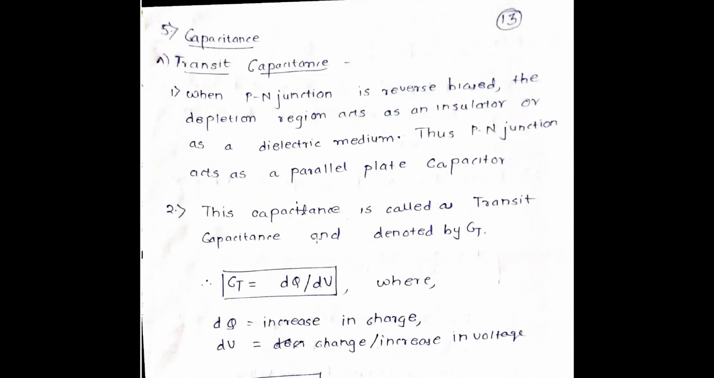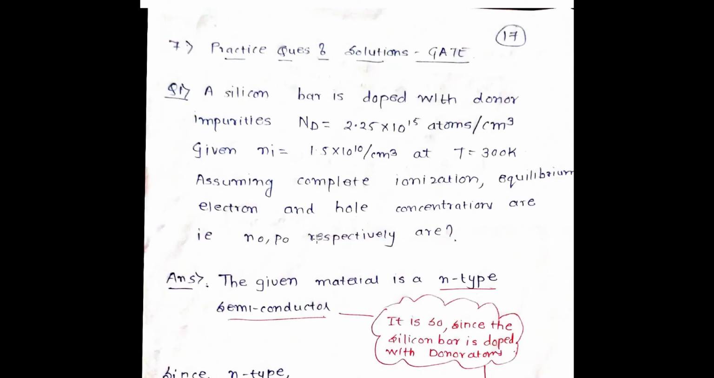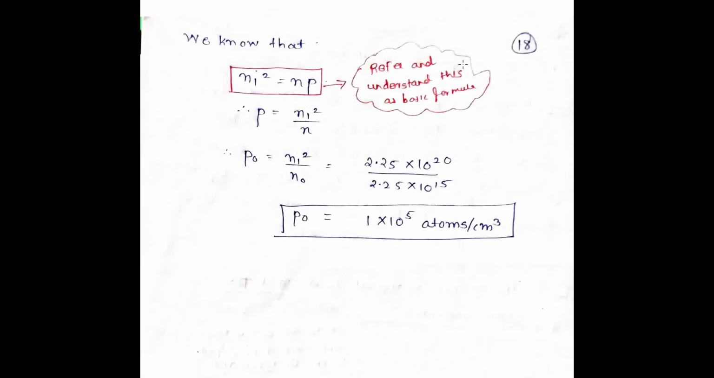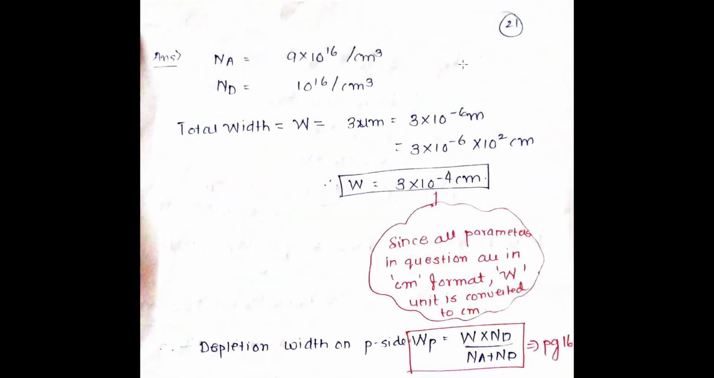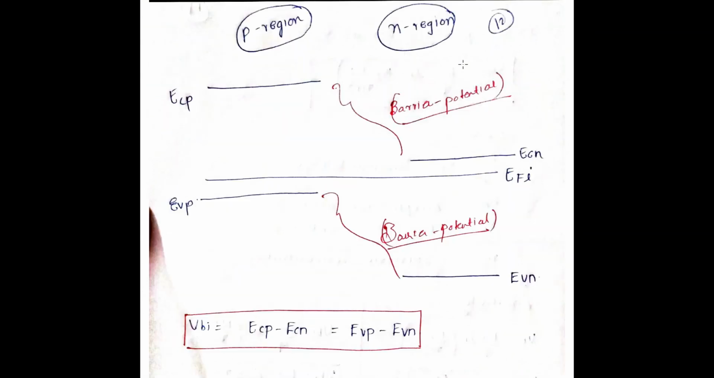I'll just give you a background. As we move forward, we'll be solving some numericals. If you can see over here, it's a GATE numerical. Again, there are many numericals that we are going to solve on similar lines. So please make a note of all these things.